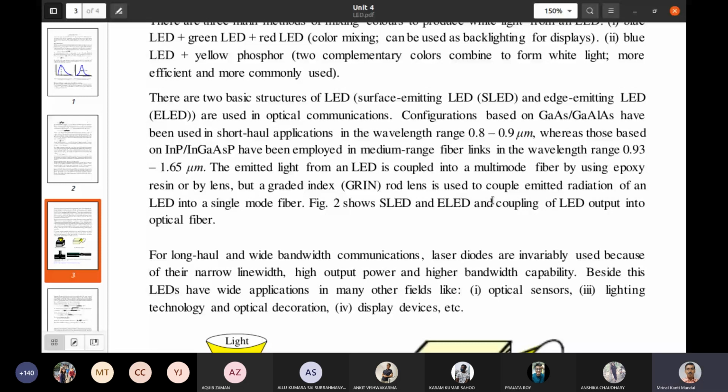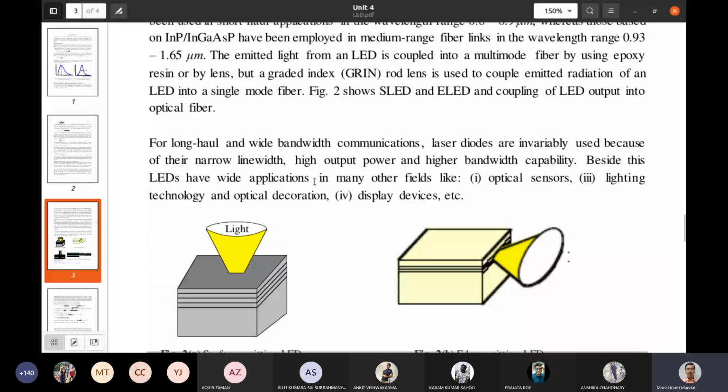And it has many applications like optical sensor, lighting technology, decoration, display devices, LED devices, display. This can also be done by using LED.